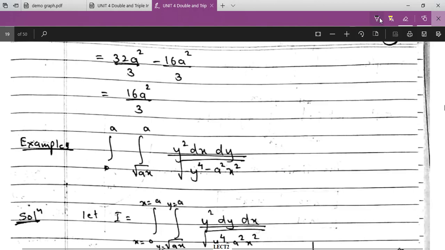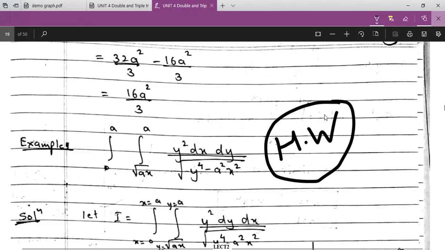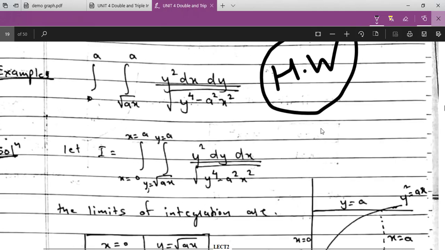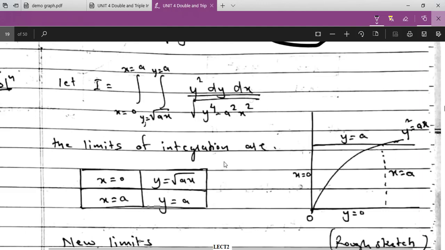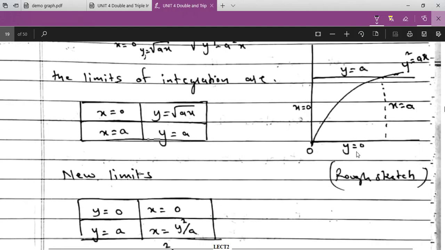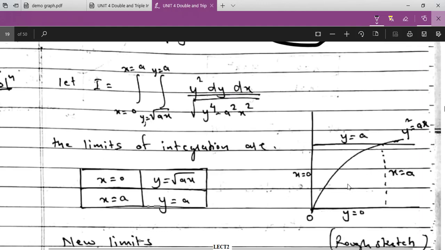Okay, now this problem I hope you do it for homework, and it is very simple. You can just have an observation. So these are the limiting values, right? This is a rough sketch. This is the new limit what we have done. So it is dy dx first. So vertical strip I have taken first. So this is with respect to vertical strip, right?